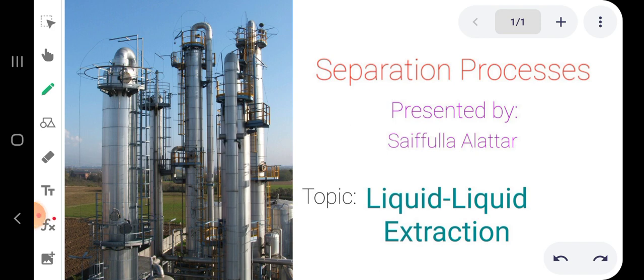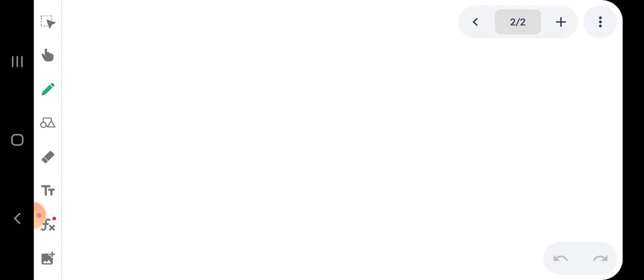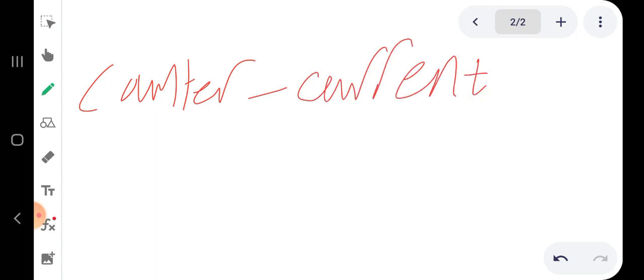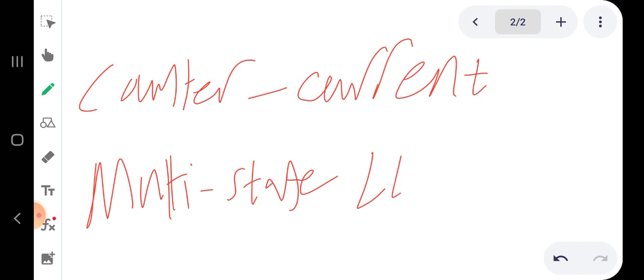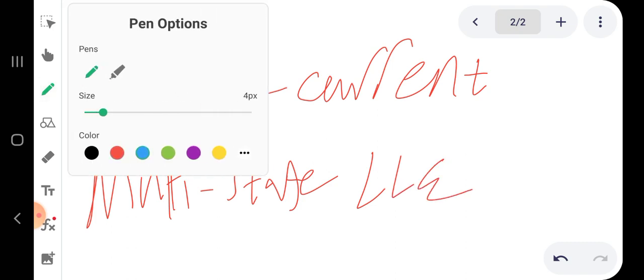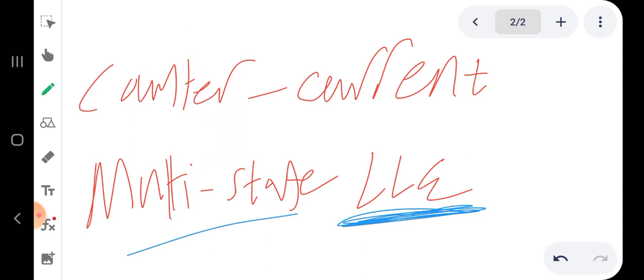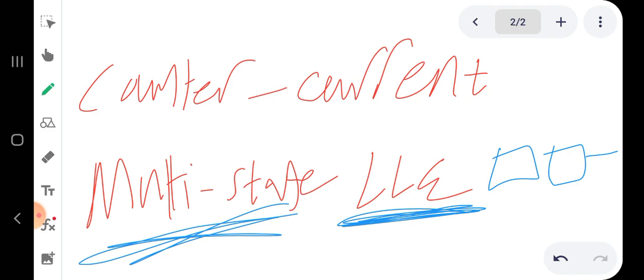In this video we are going to discuss the last type of the liquid extraction processes, which is the countercurrent multi-stage liquid extraction. The third type, which is, let me say, the most famous type of liquid extraction process. So we are still talking about liquid extraction, and we are still talking about multi-stage where we have more than one stage. And now we are going to talk about countercurrent.